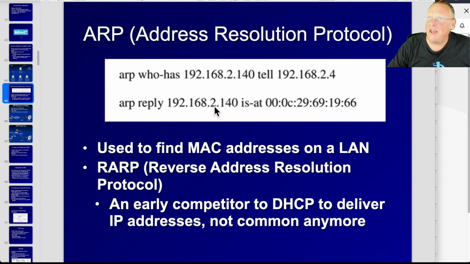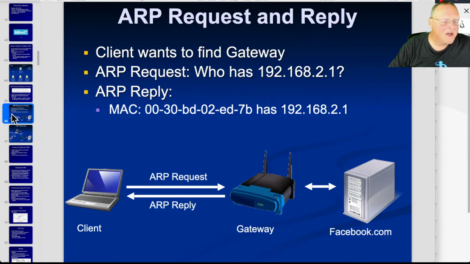And the most common thing you want to find is the router to get off to the internet. There's also reverse address resolution protocol, which was a competitor to DHCP, and you don't see it much anymore, that will let you get an IP address to put on your device that doesn't have one. So if you want to find your way to the internet, first you send an ARP request, you get an ARP reply. Now you know the MAC address of the gateway, you can now send your data to the internet.